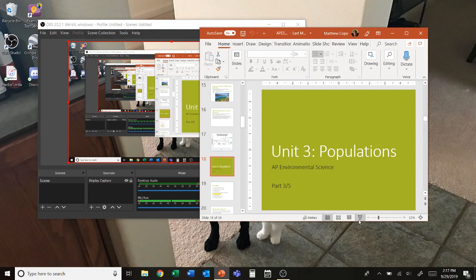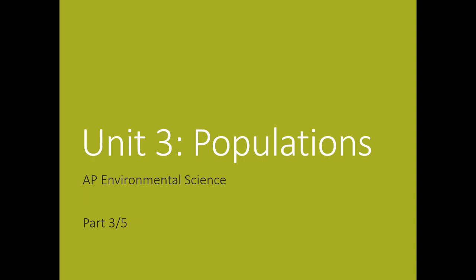Okay, welcome back. This is going to be part 3 of 5 for AP Environmental Science Unit 3 Populations. These are the notes. I highly recommend you take some notes while you watch the video so that you get some of these concepts and hopefully remember them.